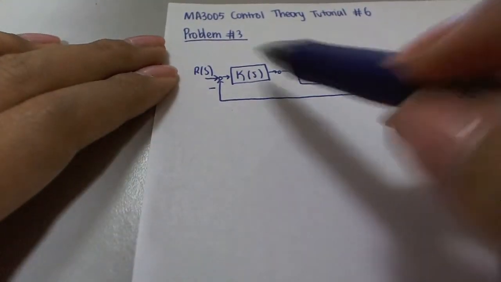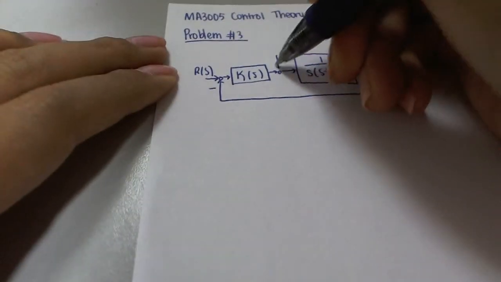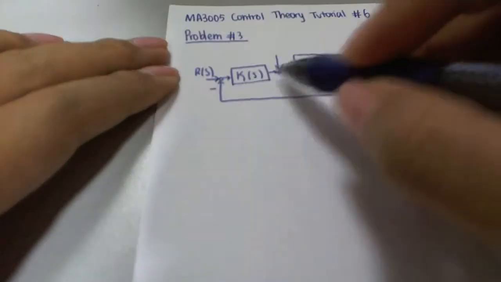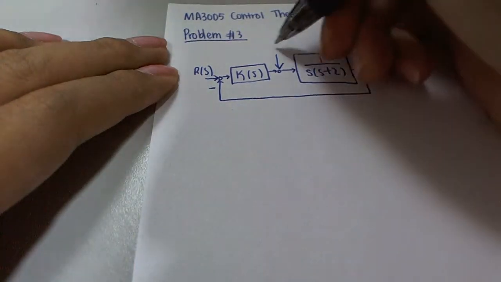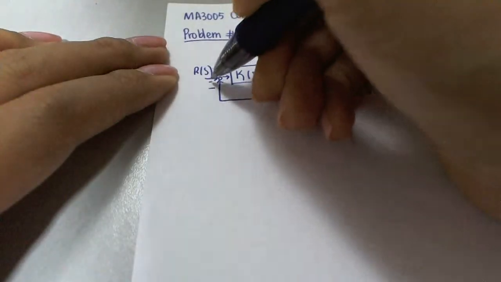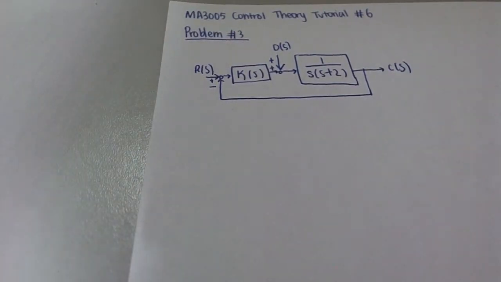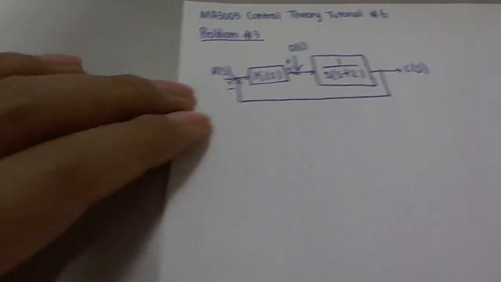And in addition to the reference input, we also have a disturbance that enters the system after the controller over here. So there are three different sub-questions that we have to address for this problem.